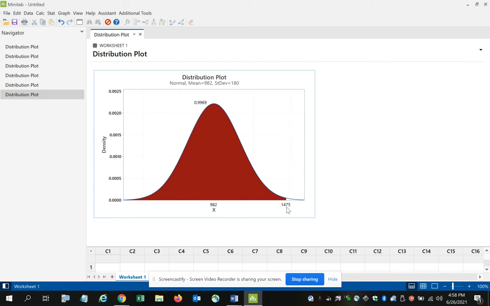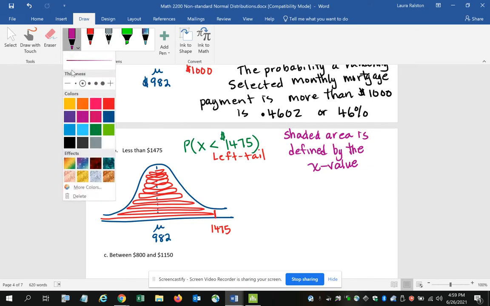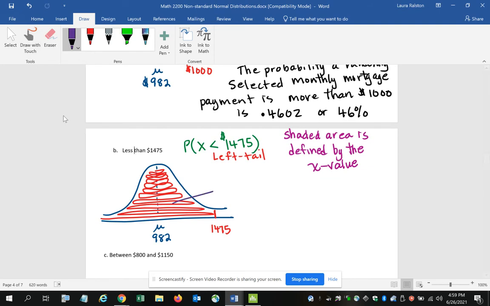And again, you get the graph. You can see the X value of 1475, and the red shaded region is to the left, and it's 0.9969. So according to Minitab, this red shaded region is 0.9969. So the probability that a randomly selected monthly mortgage payment is less than $1,475 is 0.9969, or roughly 100% if you round it.